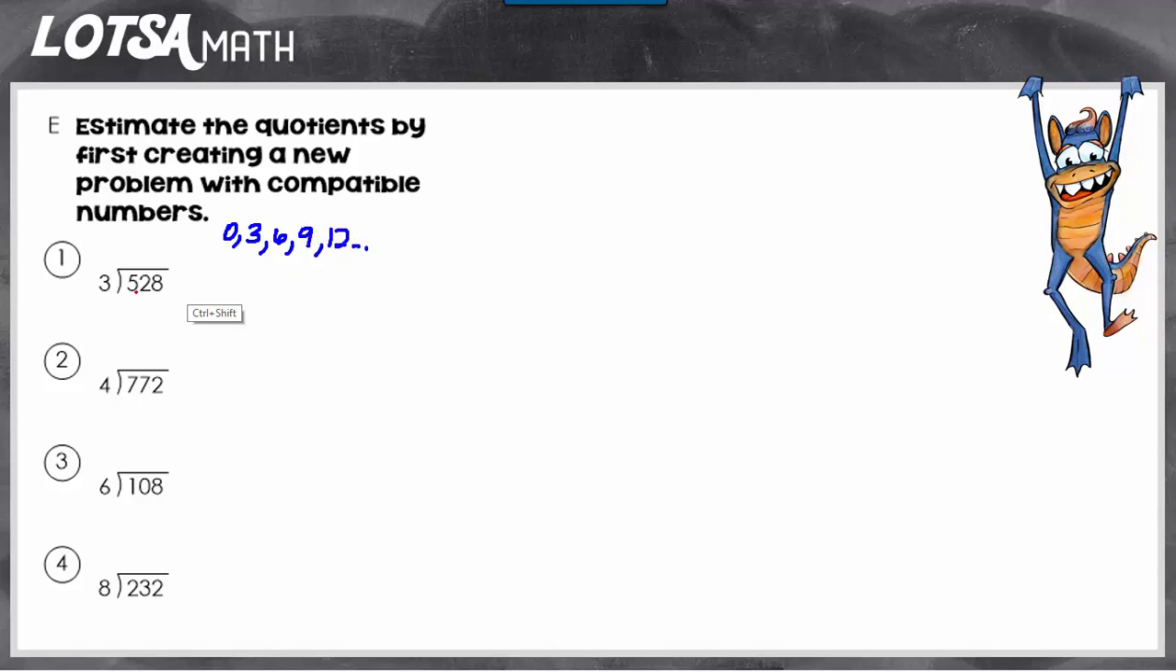And then I'm going to look at the dividend, and the first digit of my dividend is 5. So I'm going to look up here and see if there's something close to 5, and I see that 6 is close to 5. So I'm going to use 6 as part of my dividend. And then I'm going to use zeros to fill in the placeholders because I still need to have it close to 528, and 600 is close. Then I can divide by 3 easily and find a good estimation.